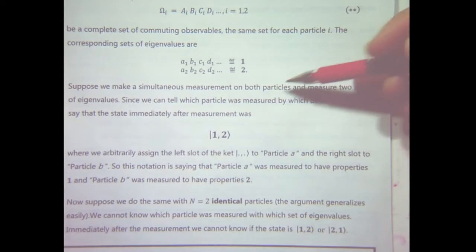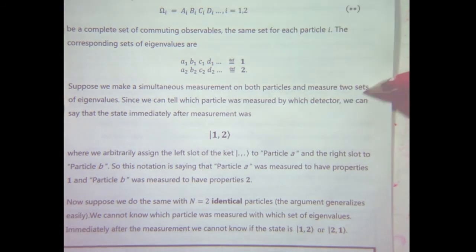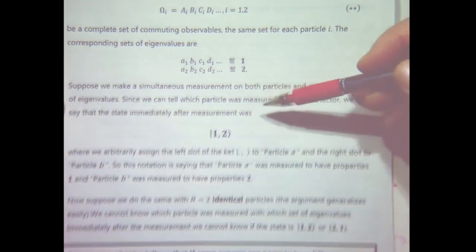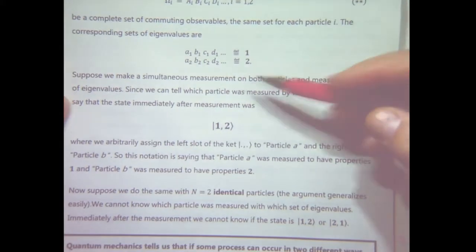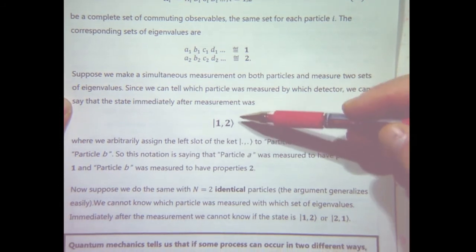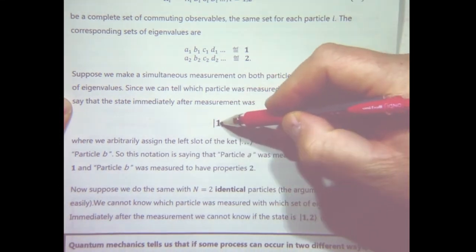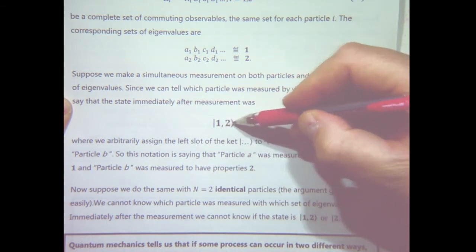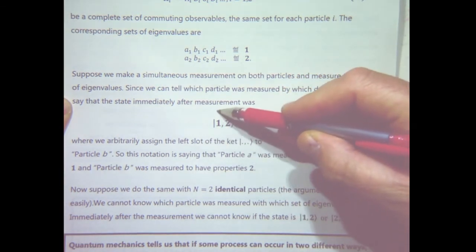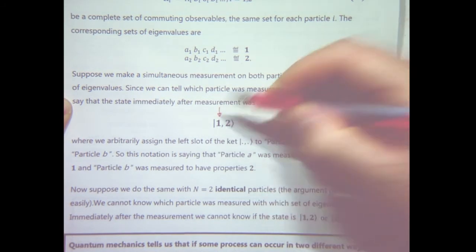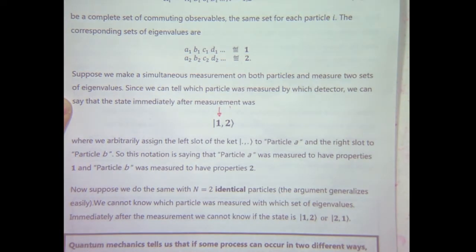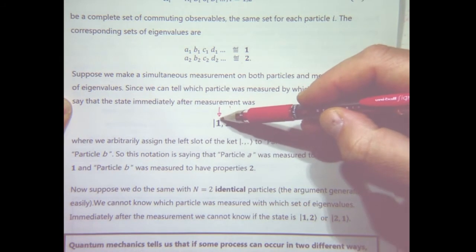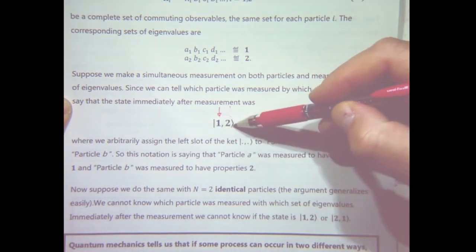Now suppose we make a simultaneous measurement on both particles and measure two sets of eigenvalues. Since we can tell in the non-identical case which particle was measured by which detector, we can say that the state immediately after the measurement is this ket, and we'll put both numbers in this ket, 1, 2, where the one mentioned first, we'll say arbitrarily, is particle A and the one mentioned second is particle B. So the particles are distinguishable, and we know that immediately after the measurement, this is the state of the system.